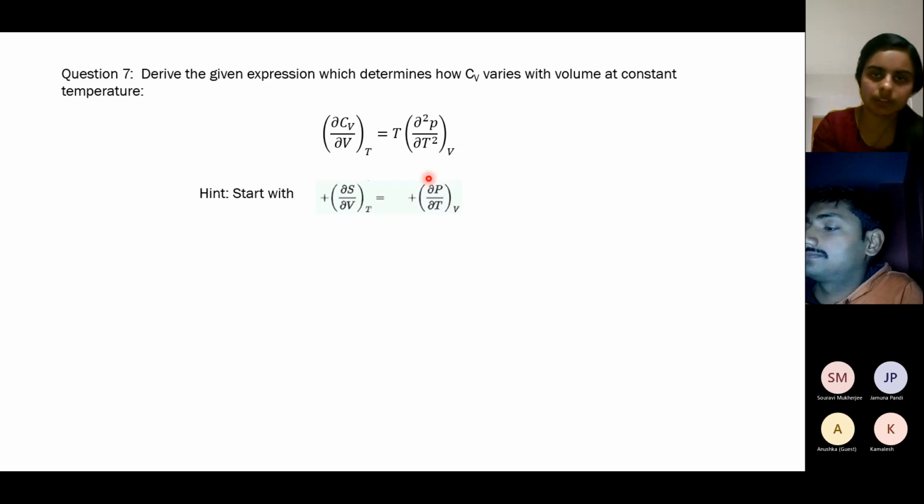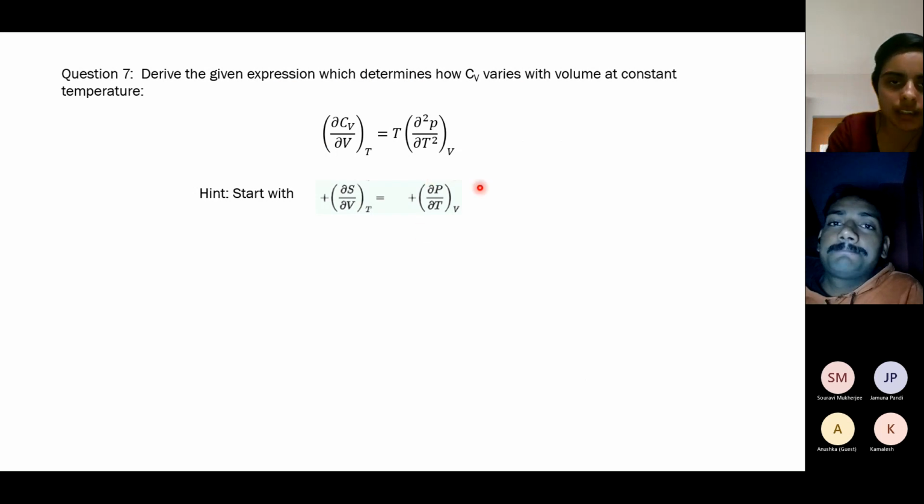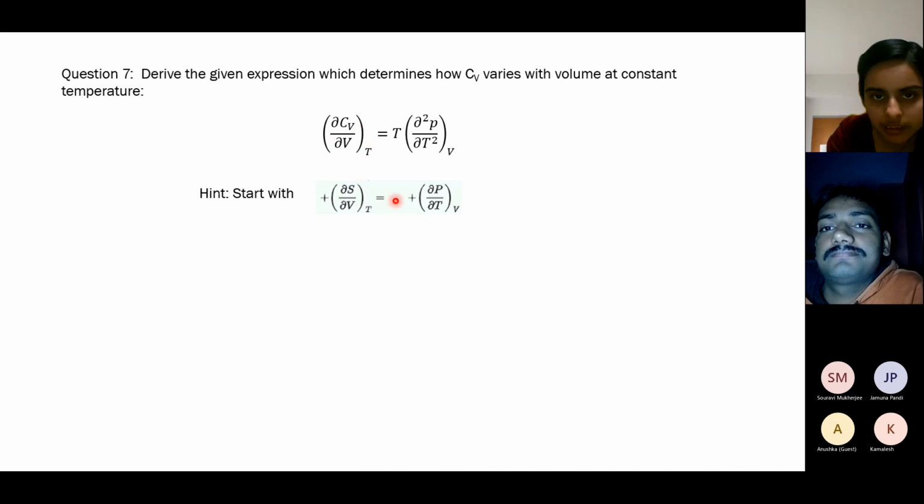Guys, are you following? This should be answerable by everyone by now because this is pretty simple. Just look at these two expressions and tell me, if we start with this, how do we get to this?